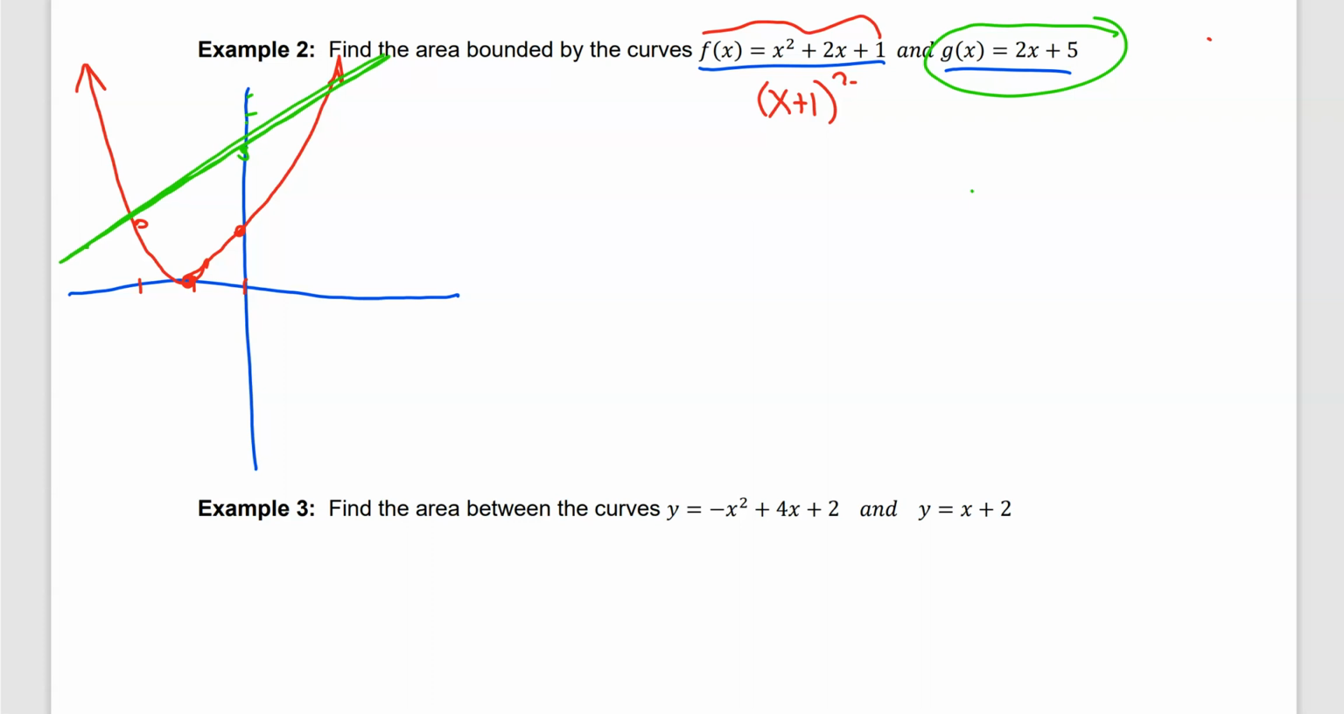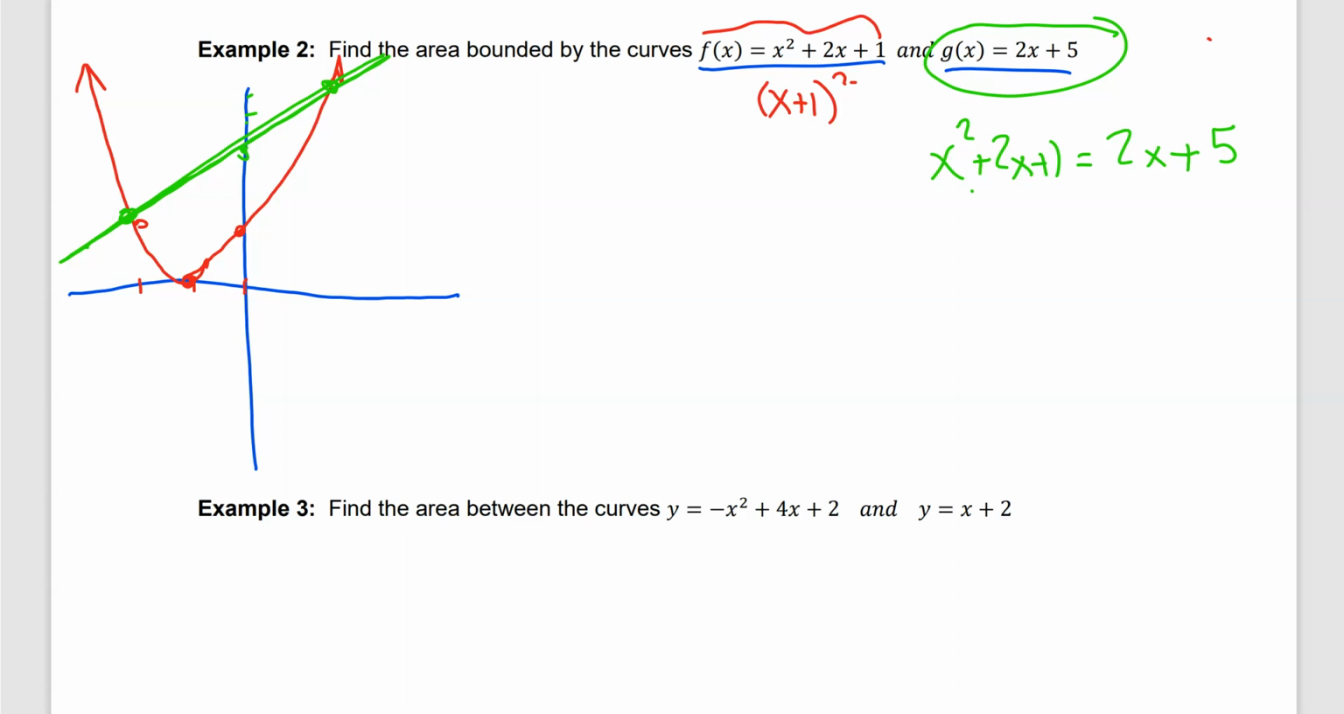Now, this is just a sketch of the graph, right? We do need to find these two intersection points. And the best way to do that is to set the two equations equal to each other. Again, if this was a calculator problem, you would just graph it on your calculator and find the intersection points.